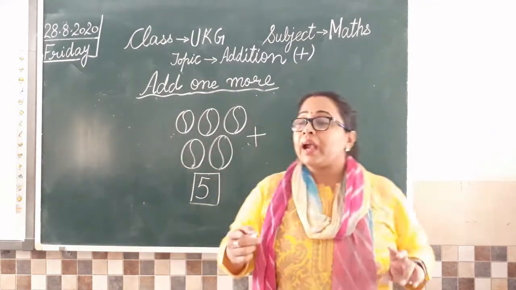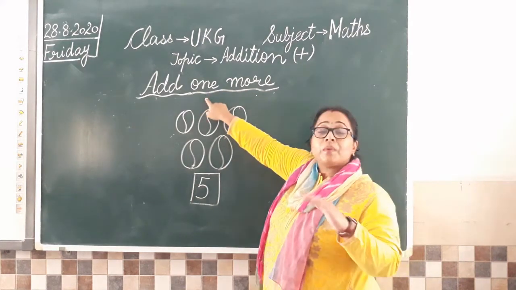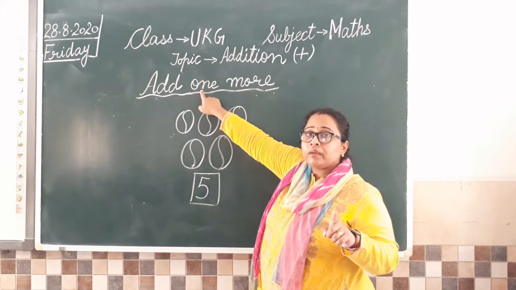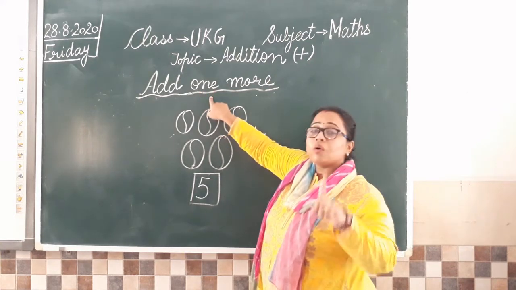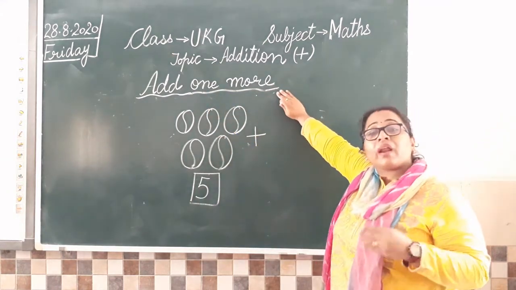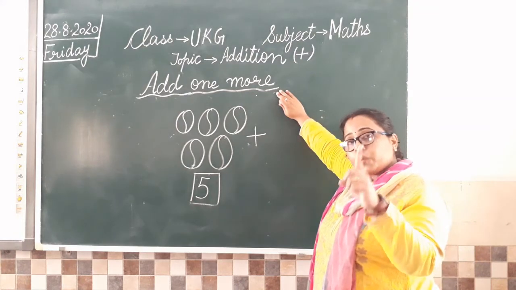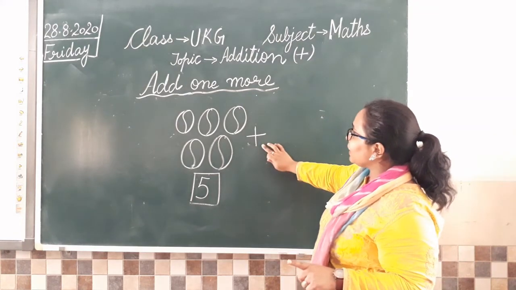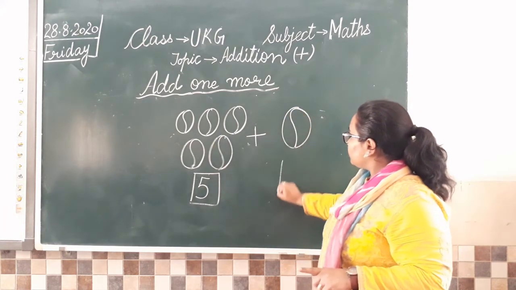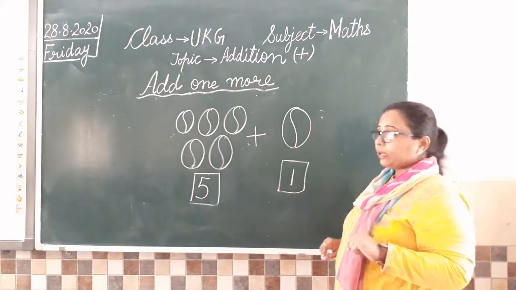अब हमें कितना ऐड करना है? Add one more. More मतलब एक और. What is this? 1. You know number names, so you can read this number 1. So what is this written? 1. अब हमें कितना और ऐड करना है? How many more are we going to add? Only 1. ठीक है? So plus का साइन लगाया and we have added one more. तो अब यहाँ पे कितनी बॉल है हमारे पास? I have one ball. Clear?